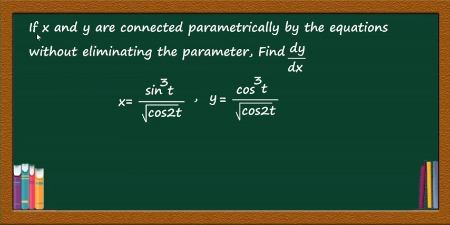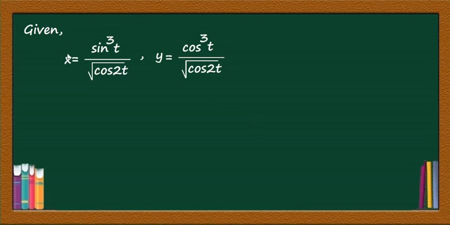Let us take one more question. If x and y are connected parametrically by the equation, without eliminating the parameter, find dy by dx. x equal to sin cube t divided by root cos 2t and y is equal to cos cube t divided by root cos 2t.